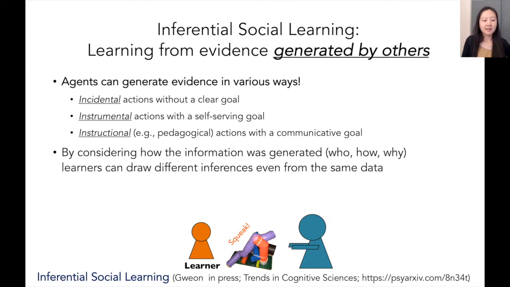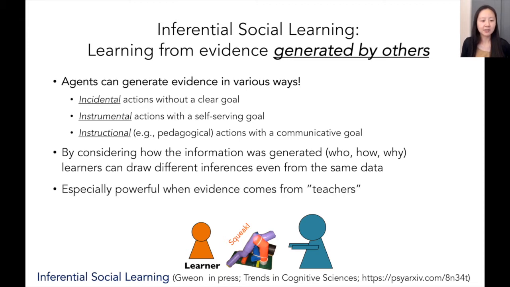So by considering how the information was generated, by whom and how and why, learners can draw different inferences even from seemingly the same data. And such learning can be especially powerful when the evidence comes from teachers who are trying to select the best set of evidence to help the learner learn.